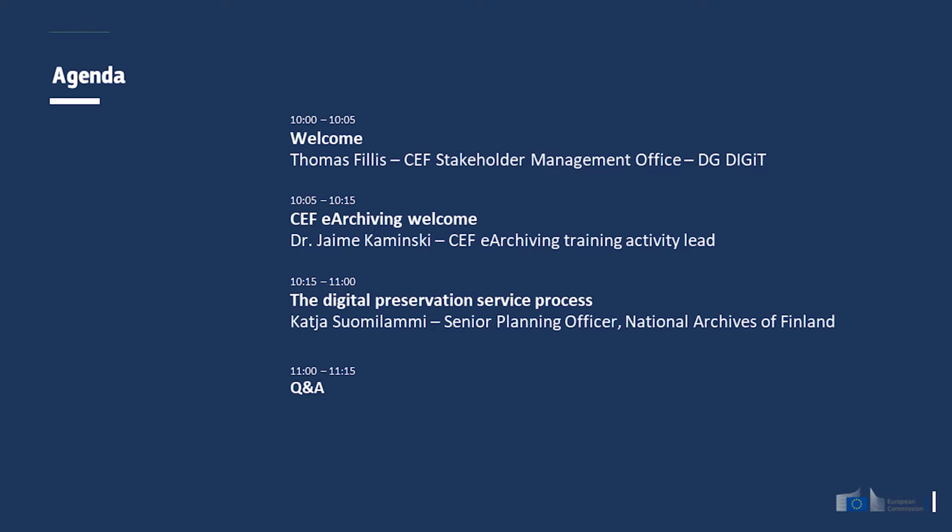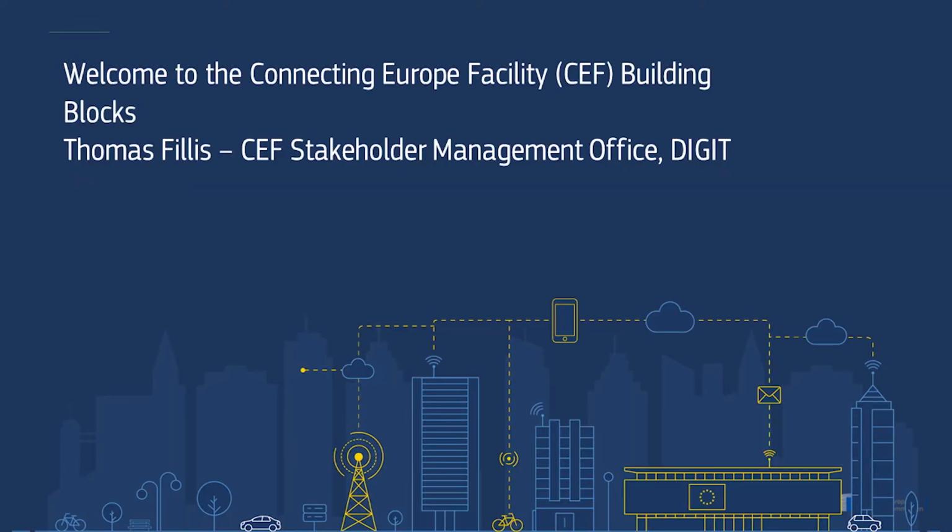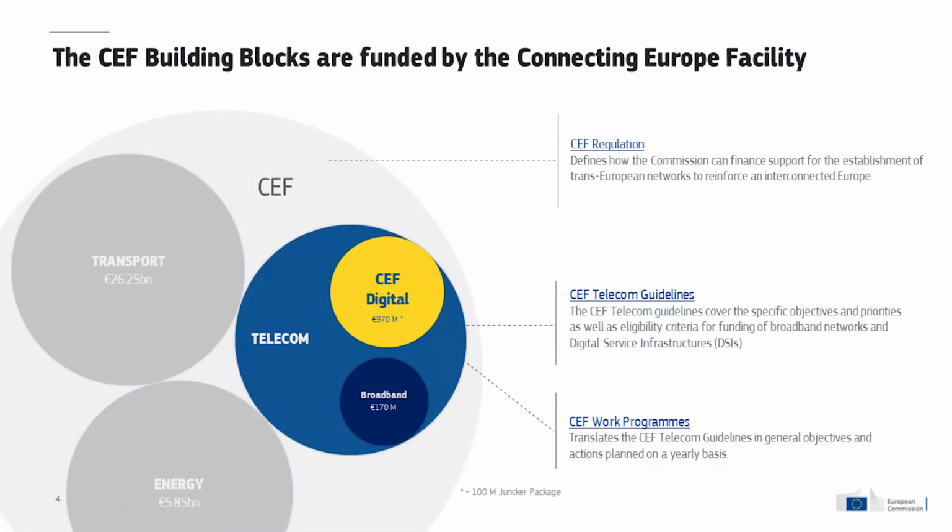So just to give you a brief overview of the CEF program. CEF stands for the Connecting Europe Facility, which is the EU's largest financing instrument for trans-European infrastructure. It's active in the areas of transport, energy and telecom. Within telecom, we have the CEF Digital program, which funds critical cross-border digital infrastructure, of which electronic archiving is part. The CEF is established as a regulation with guidelines defining how the program should be implemented, and then yearly work programs which go into more granular detail on the objectives of this critical infrastructure.